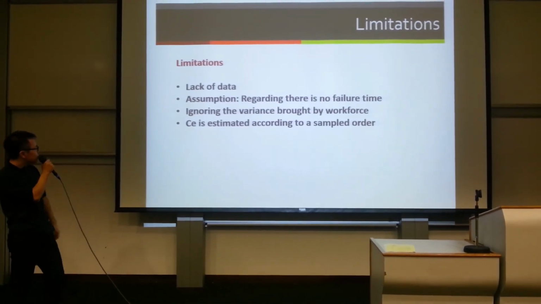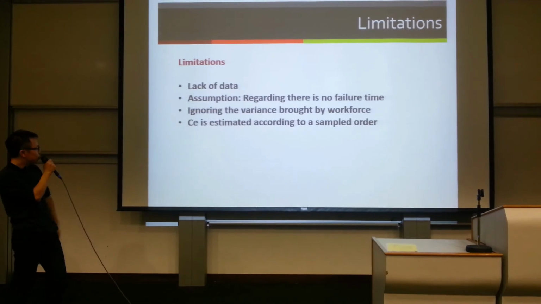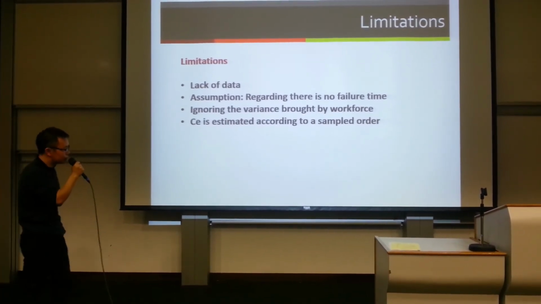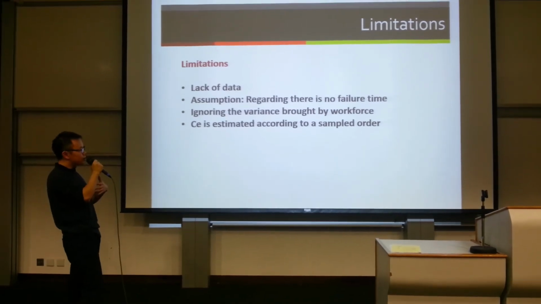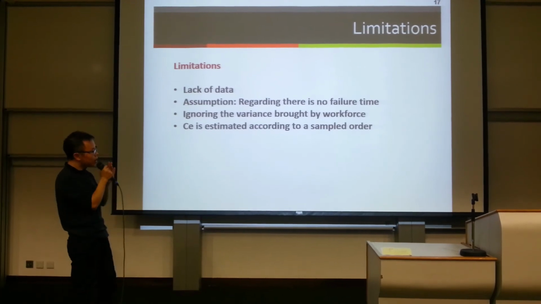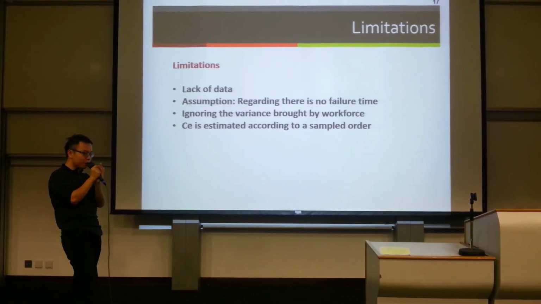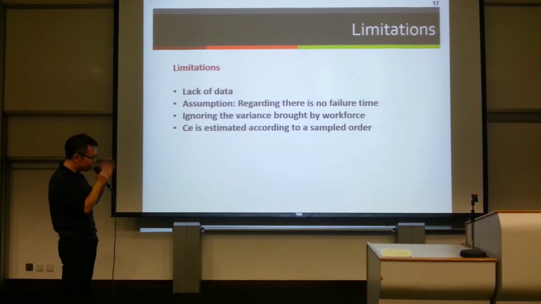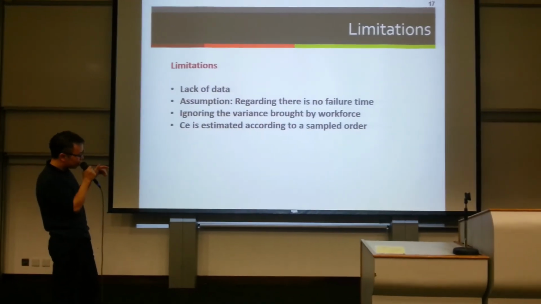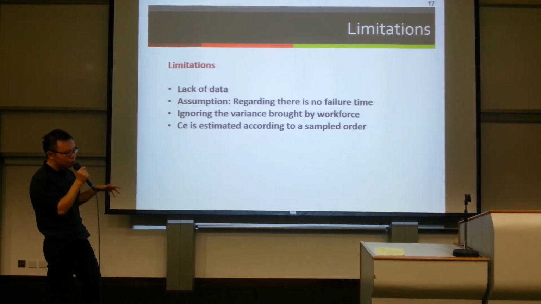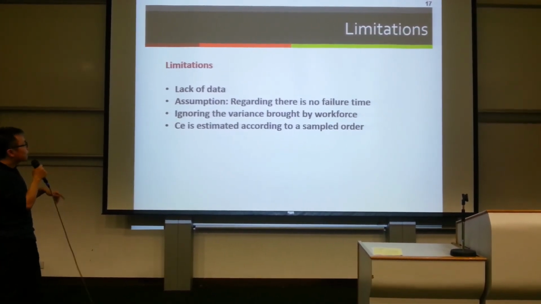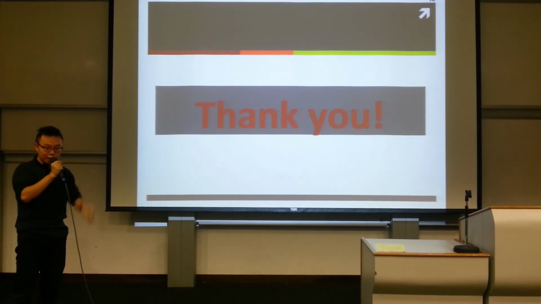The final limitation is that the cycle time is estimated according to a separate order, so sometimes the sample is not a direct reflection of the real data. It would kind of give us inaccurate results. Okay, thank you so much.